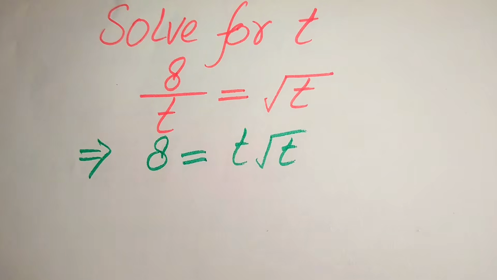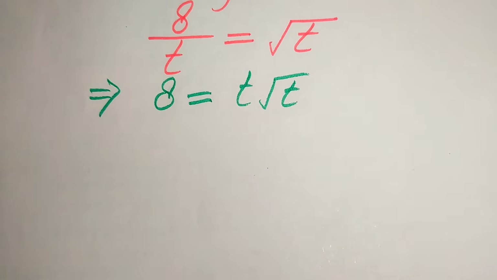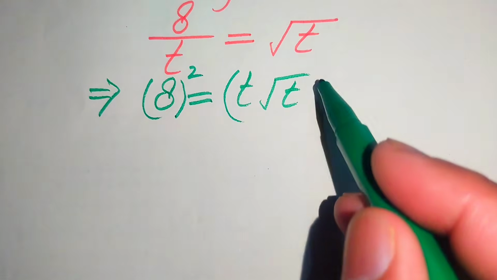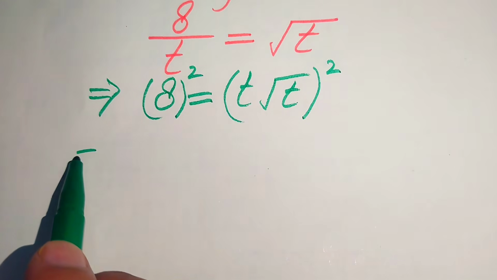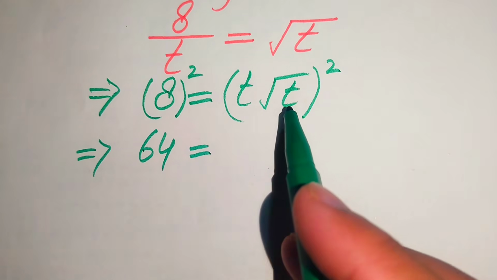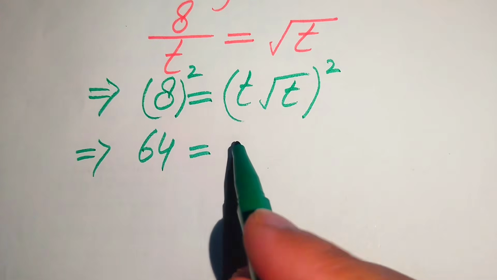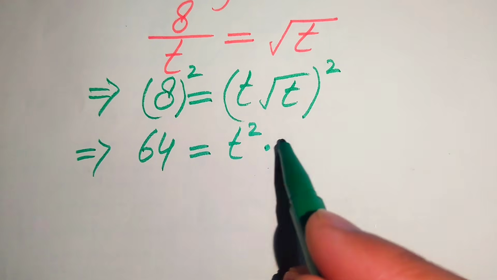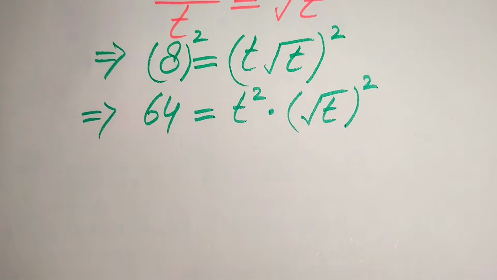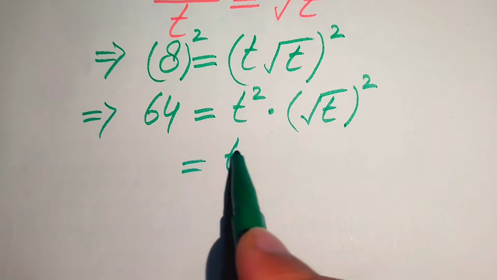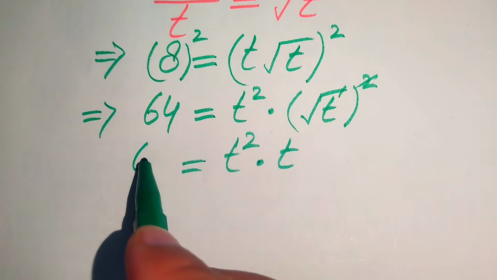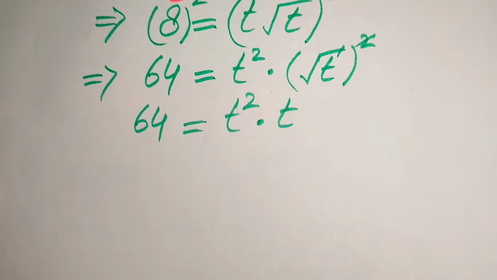Further we need more simplifications here, and now in the next step we need to remove this square root sign from the right hand side, and for this we apply squaring on both sides. We have 8 squared, and 8 squared becomes 64, is equal to, here we apply the square separately on both of these two values, and we obtain t squared into the square root of t, whole squared. And in the next step we have t squared times t, as the square and square root are gone, and on the left hand side we have 64.